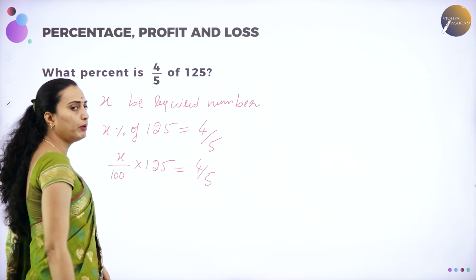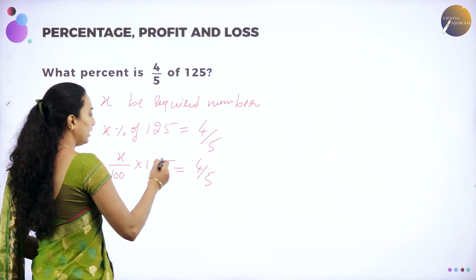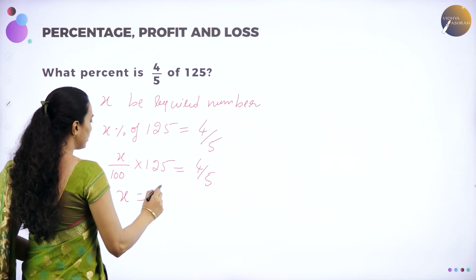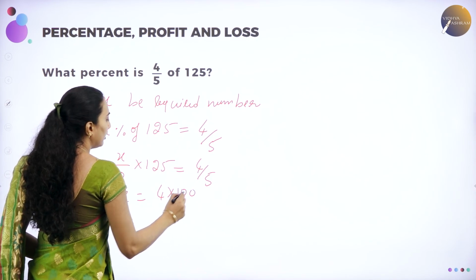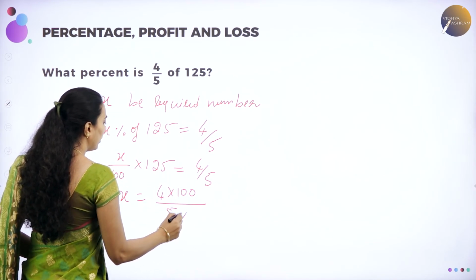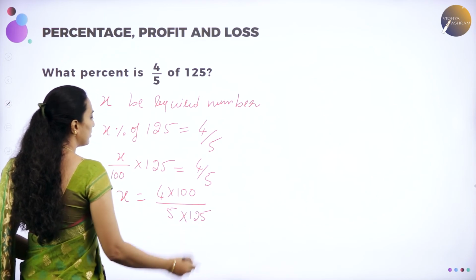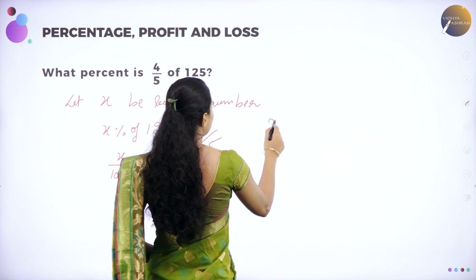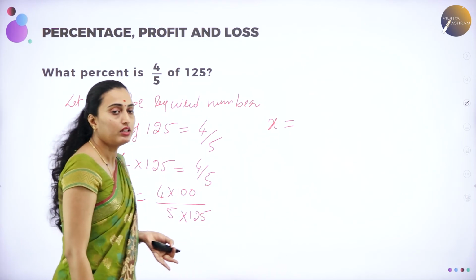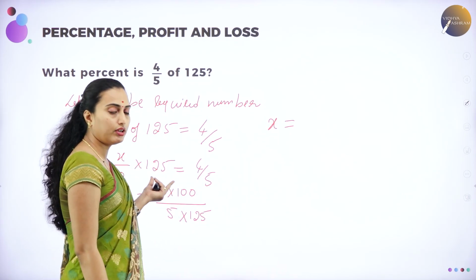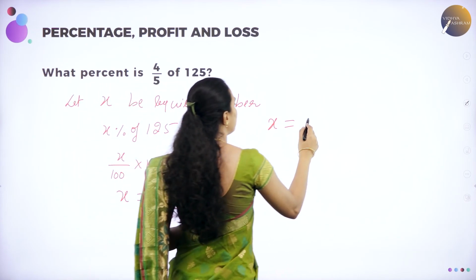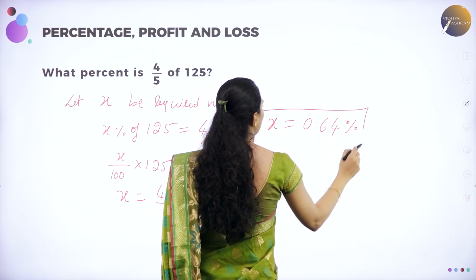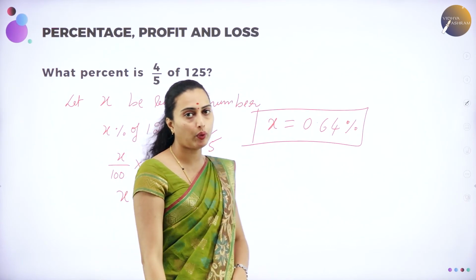Now you can cross multiply this one. 100 goes to the numerator, 125 comes to the denominator. Now X will be equal to 4 into 100 divided by 5 into 125. After cancellation, or doing it in a calculator, X is equal to 0.64 percentage. So this is your required percentage for the given question.